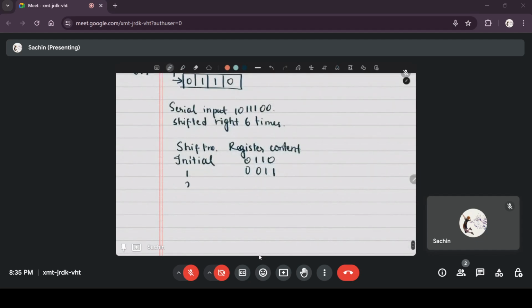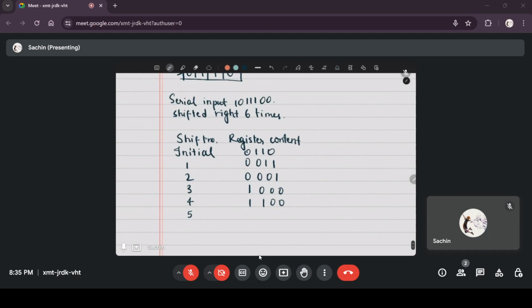In the second shift, 001, input is 0. Third shift, 000, input is 1. Fourth shift, 100, with input 1. Fifth shift, 110, with input 1, and in the sixth shift finally you have 111 with input 0. So after shifting 6 times, the contents of the register are 0111.